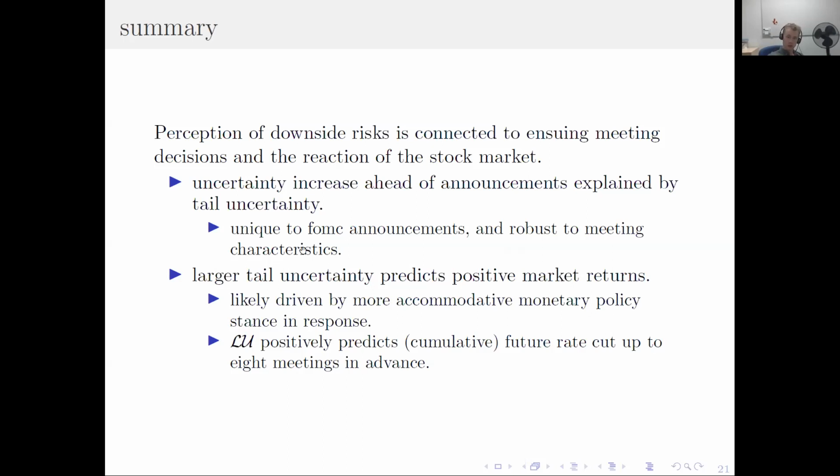This is unique to FOMC announcements and robust to many meeting characteristics, which I've not shown here, but we look at in the paper. And we also find that a higher amount of tail uncertainty positively predicts market returns, which we argue is likely driven by a more accommodative monetary policy stance, because this left tail uncertainty measure also positively predicts cumulative future rate cuts of up to 8 meetings in advance. And that will be it for my side.